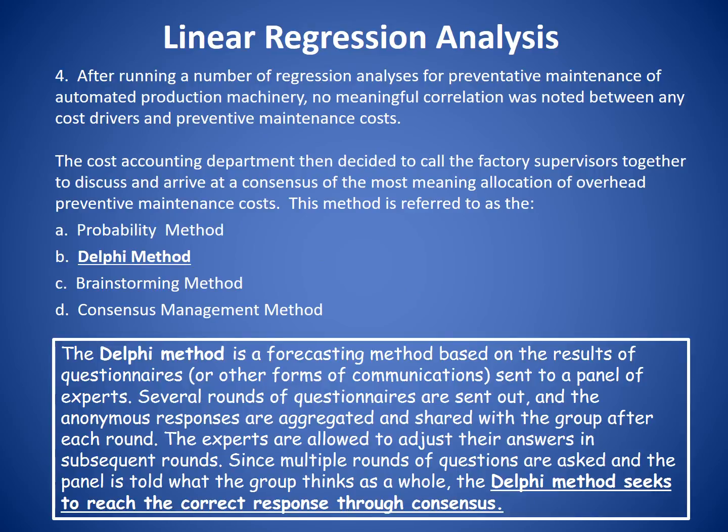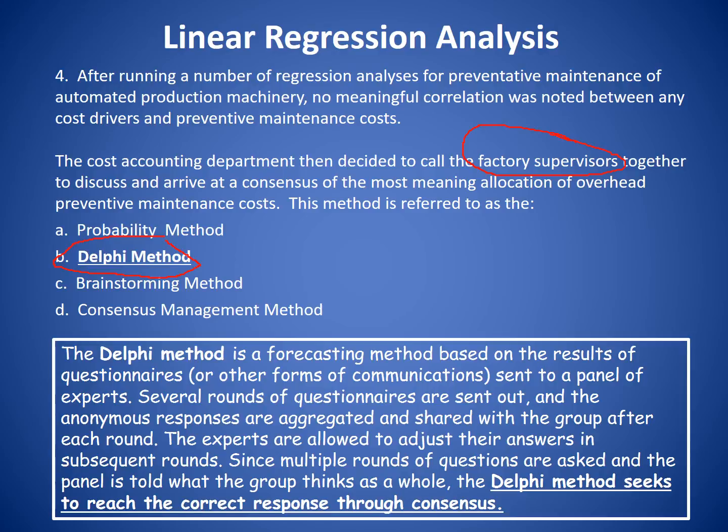Okay, the answer to number 4 is where the accounting department calls together the factory supervisors to discuss and arrive at a consensus of the most meaningful allocation of preventive maintenance costs. And the answer in this case is called the Delphi method. And if you got it wrong, that's okay, because you were probably guessing, so you're here to learn. The Delphi method is a forecasting method based upon the results of questionnaires or some other type of emails or discussion groups. Basically it involves a panel of experts, and in this case the experts happen to be the factory supervisors who knew a lot about preventive maintenance costs.